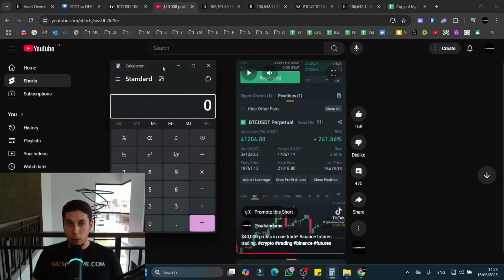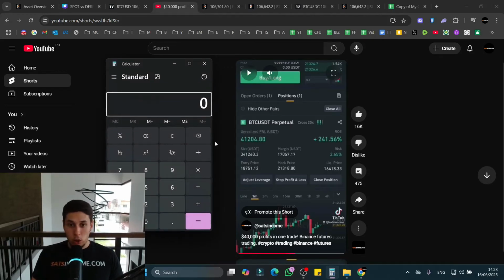Let me bring the good old calculator and you will see the difference. So the total money put in this trade is $341,260 minus $17,057 of my own money. So basically I borrowed from the exchange $324,000. I borrowed $324K from them plus my $17K. I put into this trade a total of $341K. Now let's do something else so you understand what the difference is here.